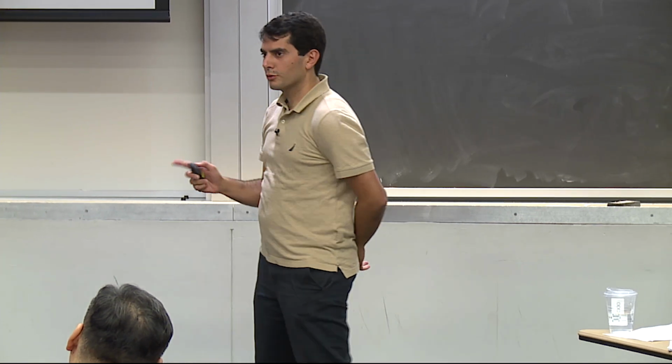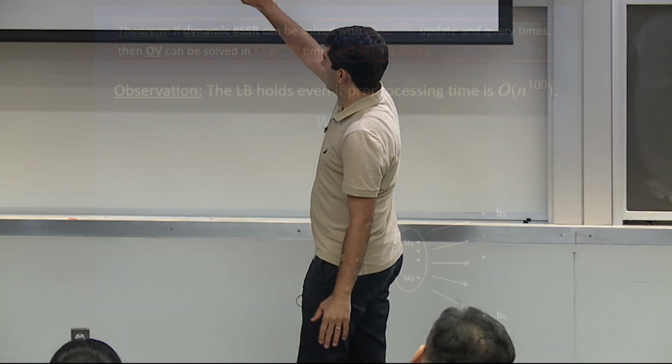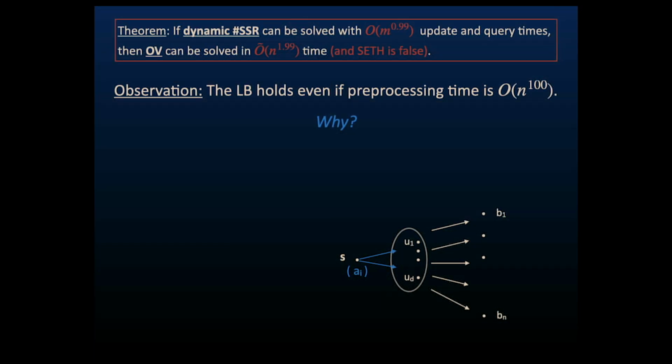Okay, so in this graph, right? This is the graph. If I spend n to the 100 pre-processing it, then I'm going to make a lot of updates, like n to the 100 updates, so I don't care that the pre-processing was so expensive. Yeah, so that's what we want.